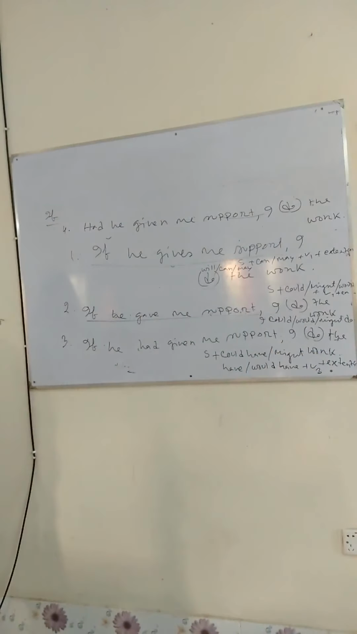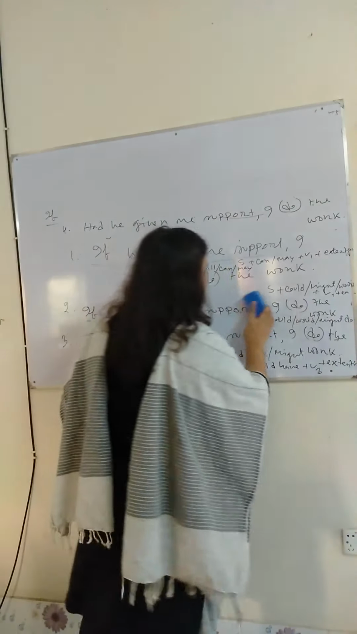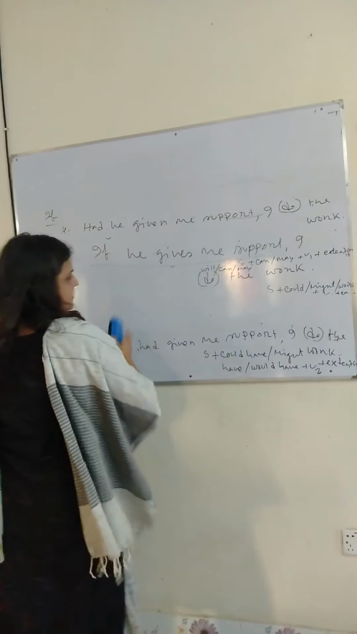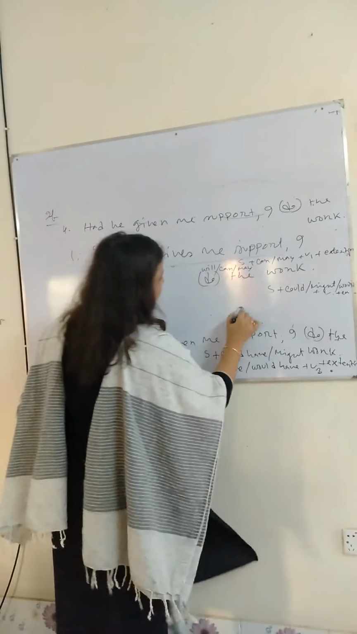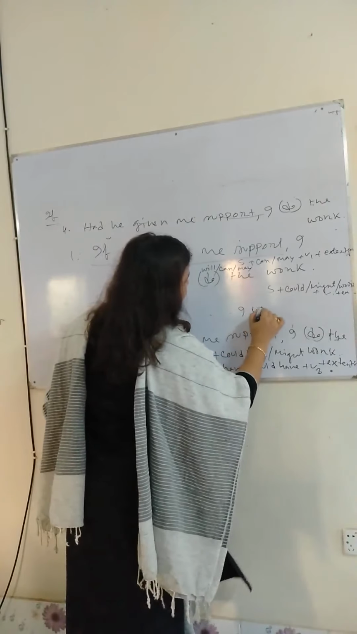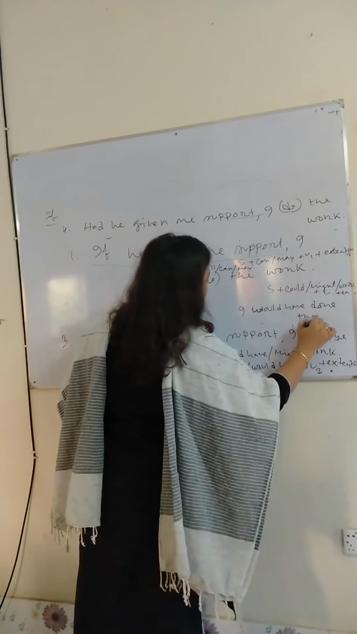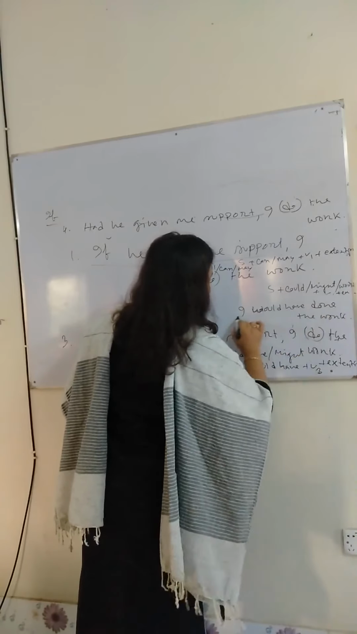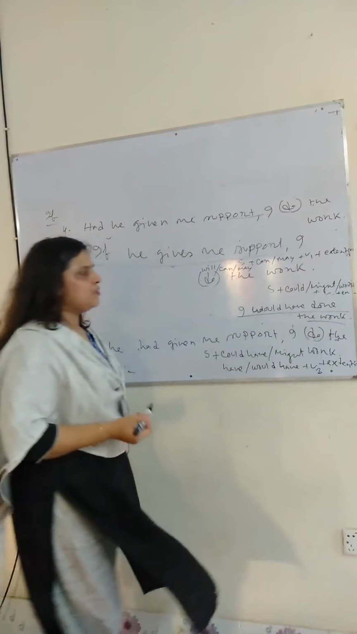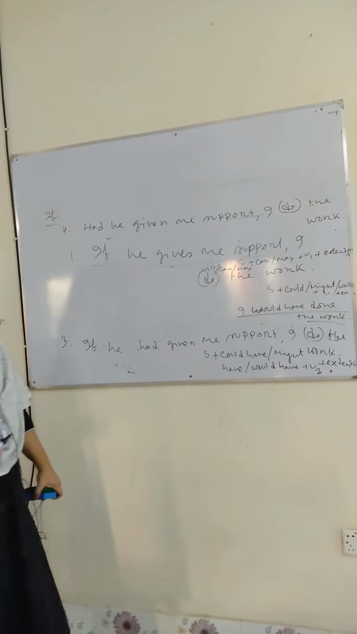Here you can use it like this. I am just erasing this sentence. Here it will be: I would have done the work. See, I would have. You can use I could have. You can use I might have done the work.